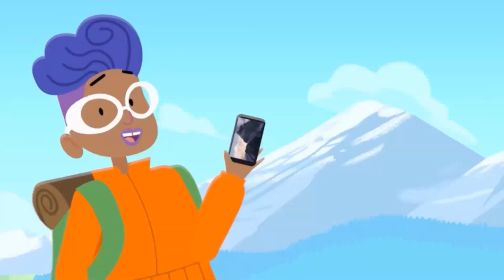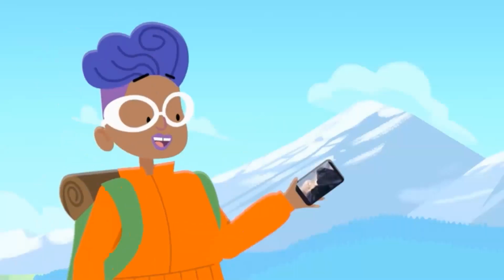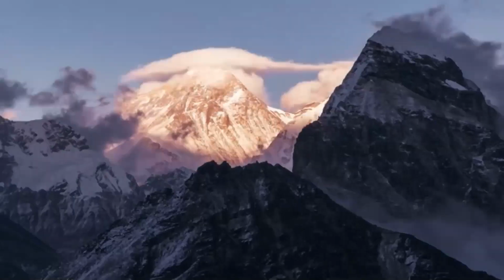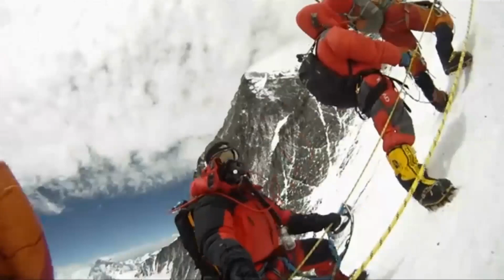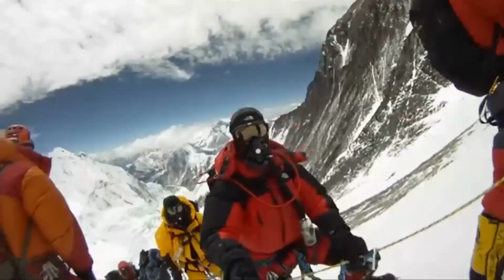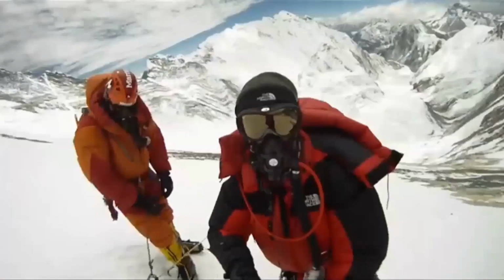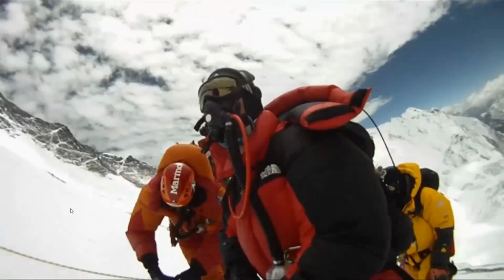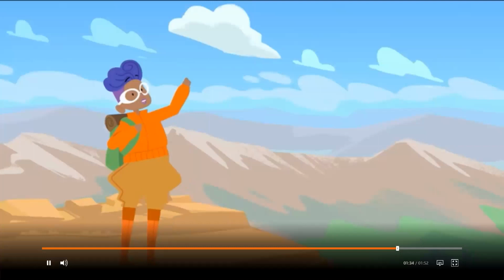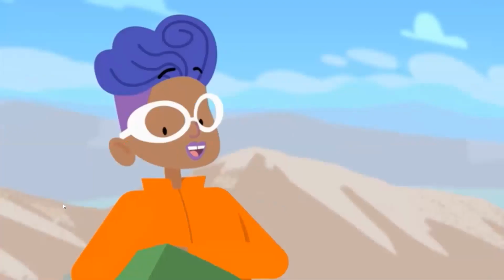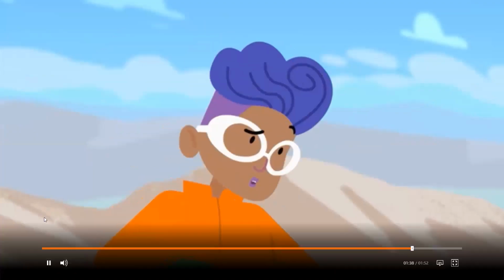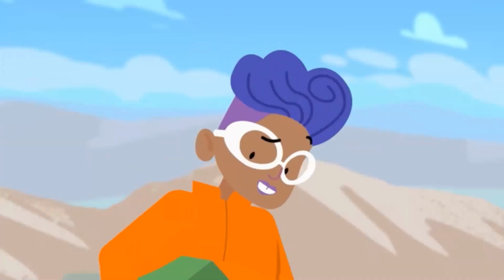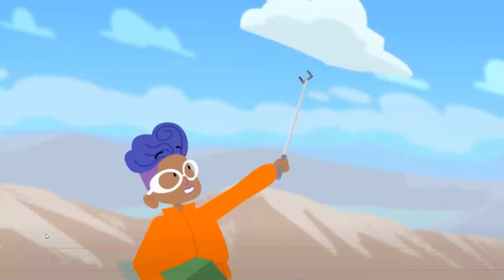If I was to climb a really tall mountain, like Mount Everest, the tallest mountain in the world, I might also need an oxygen mask. That's because the higher you go, the thinner the air becomes, which means there's less oxygen around to breathe. I've reached the top! And now I need to use my most important piece of equipment, my selfie stick!